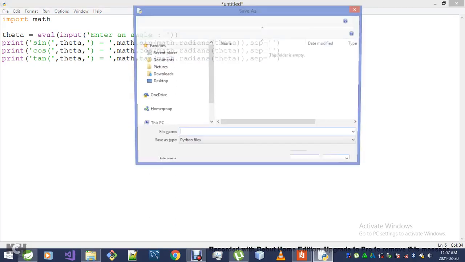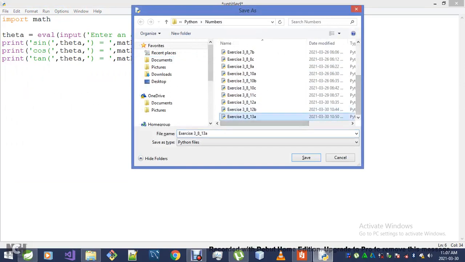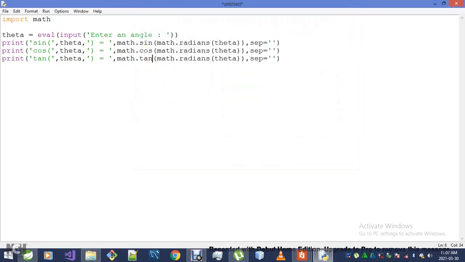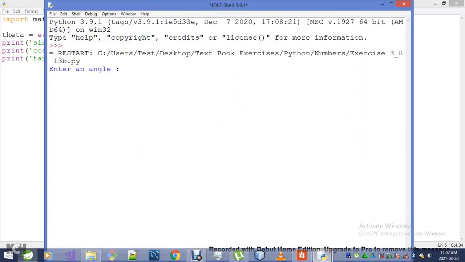As I mentioned before, this is my second solution on this exercise. Oops, I meant B. Now let's hit the run button and see what we get. 180. We all know that cos 180 is -1.